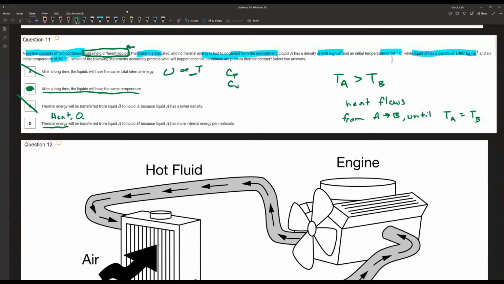Because liquid A has more internal energy per molecule. The density has nothing to do with it. We need to transfer over, and this guy is more dense, if you will. There's more energy density, not density, but energy density in container A.